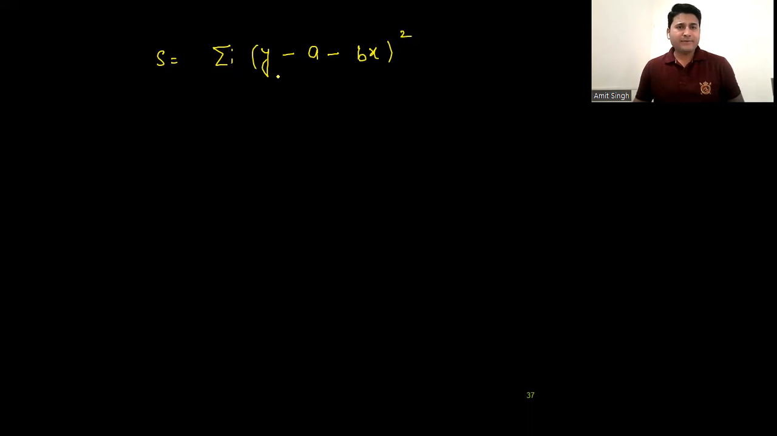So let us see. The value of S that we are having is the summation of (y − a − bx)². Why did I remove i from here? I just made the generalized result. Or if you want, you can put it over here, no problem. The summation is on i. Now we have to minimize it on the basis of A and B.